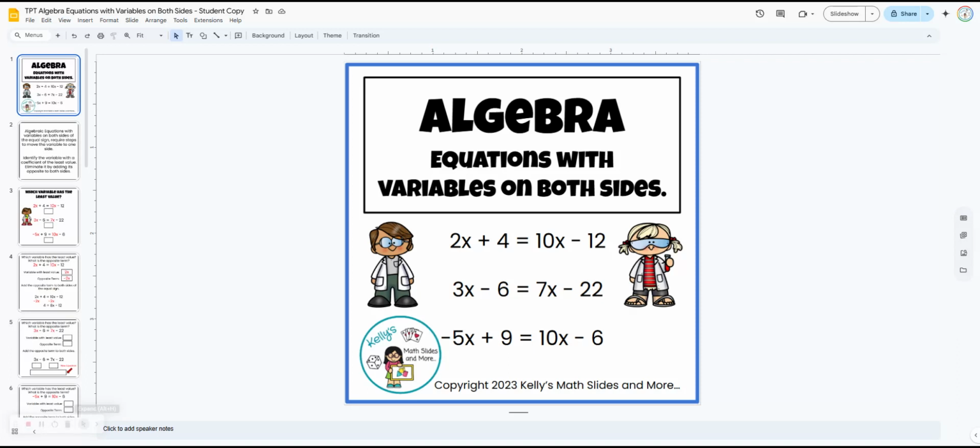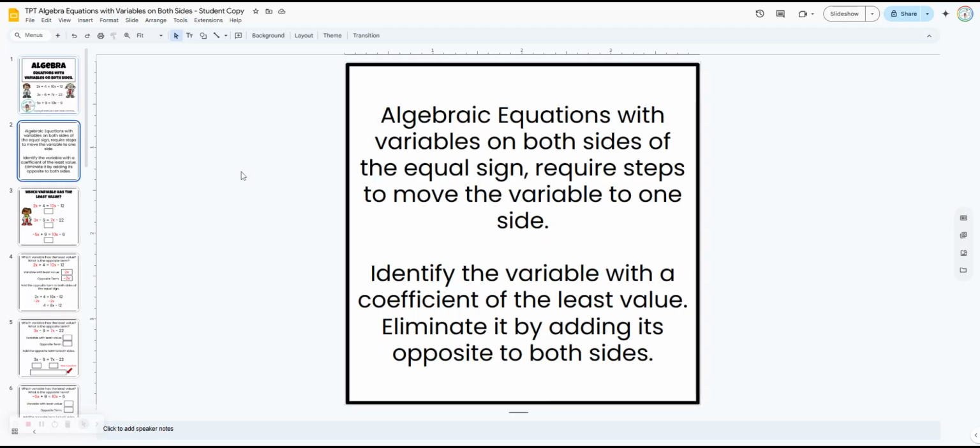Algebra equations with variables on both sides. This is a digital lesson, and it explains on slide 2 that it requires some steps to follow in order to move the variable to one side of the equal sign.